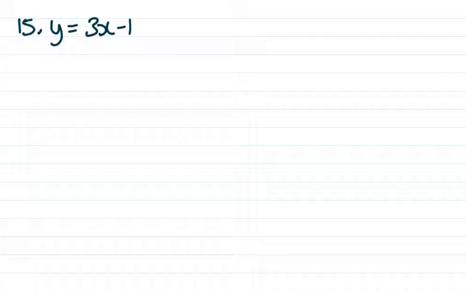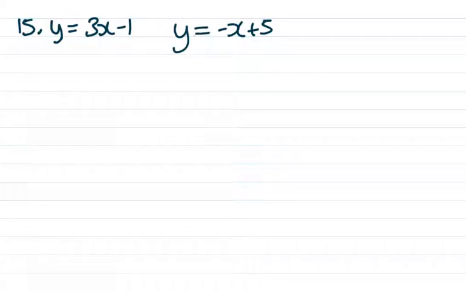All right, number 15. Solve each of the following systems of equations using a graph. So I have y equals 3x minus 1 and y equals negative x plus 5. So I need to graph both of these lines.